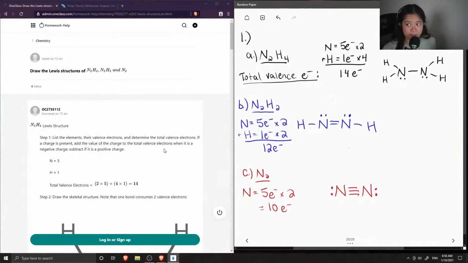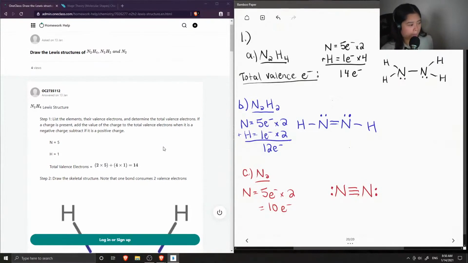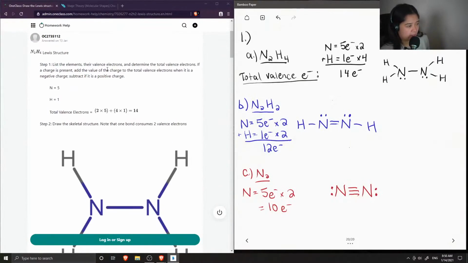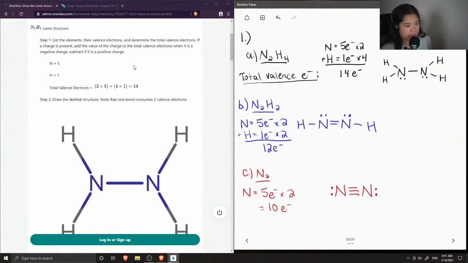So now let's see what the junior tutor said. For the first structure, step 1 is to list the elements, their valence electrons, and determine the total valence electrons. If a charge is present, add the value of the charge to the total valence electrons when it is a negative charge, and subtract if it's a positive charge. So we didn't need to do that for any of our molecules since they were all neutral.